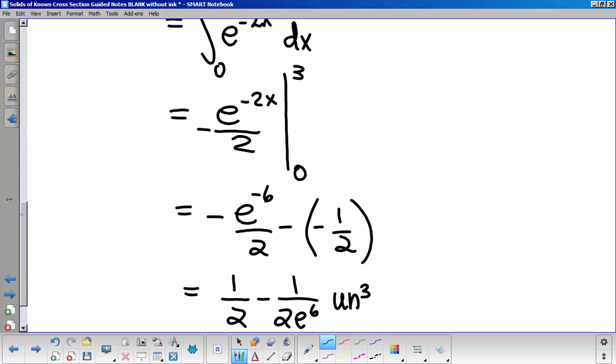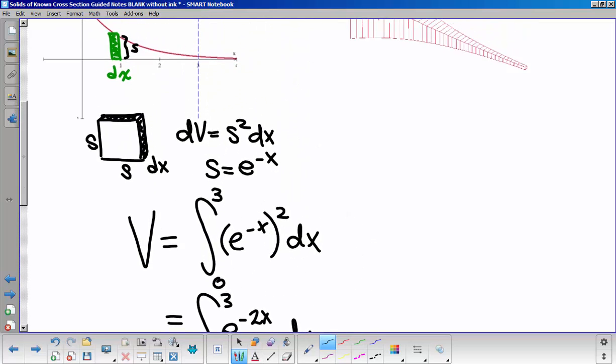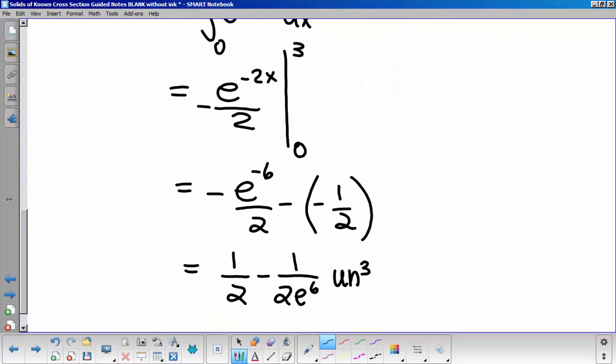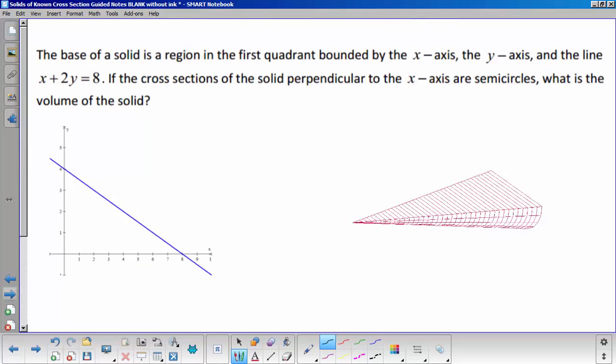Make sense to everybody? So what did we add up a bunch of? Squares. Square prisms. Okay, so now what we're going to do is we're going to create this shape. All right? So we'll come back in just a second. All right, so let's do the next one.